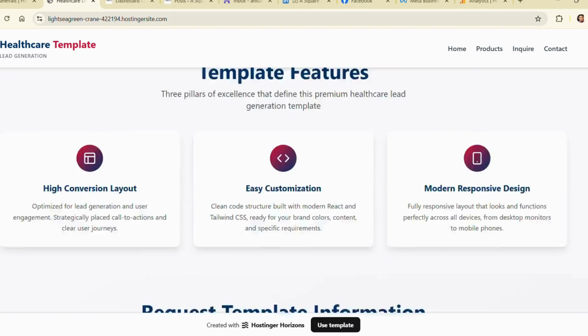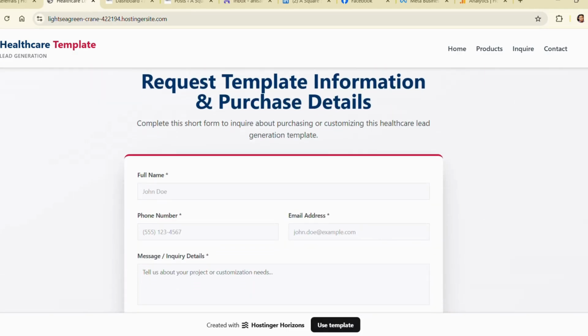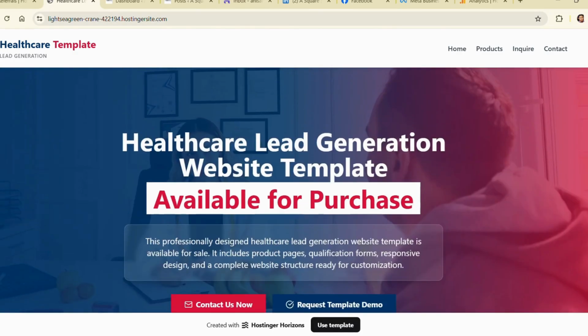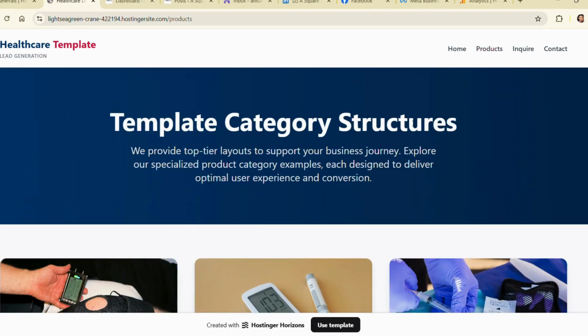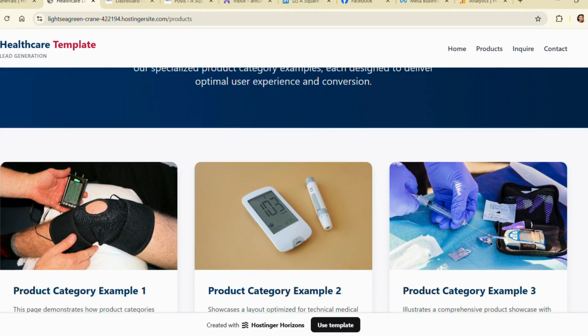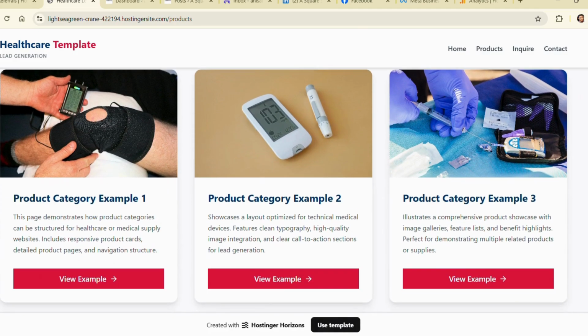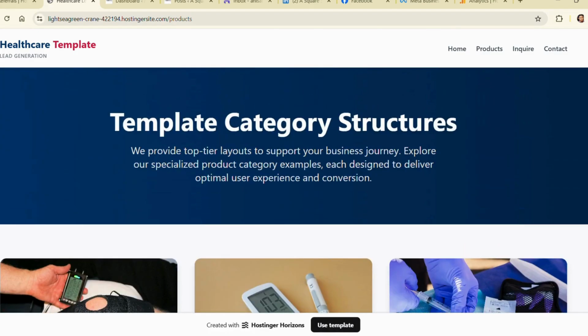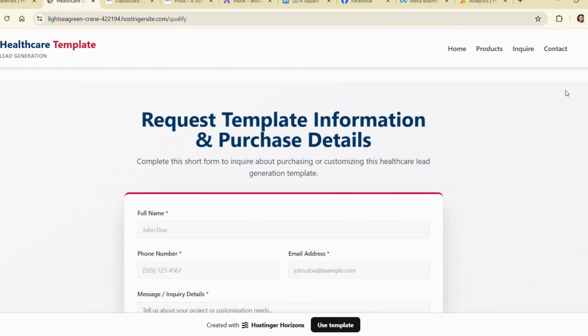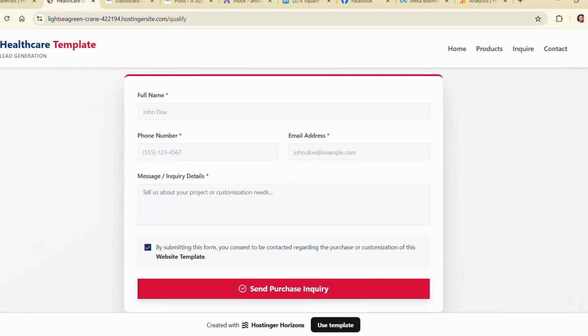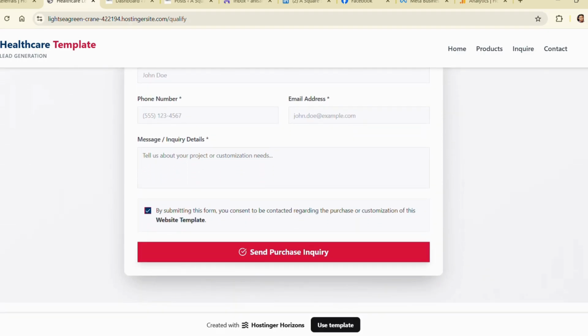Here you can see the product category section. So this layout can be customized for different healthcare products or services depending on the business needs. And one of the key parts of the website is the qualification form. Visitors can submit their information here, which can then be used by the business for lead generation and customer contact.